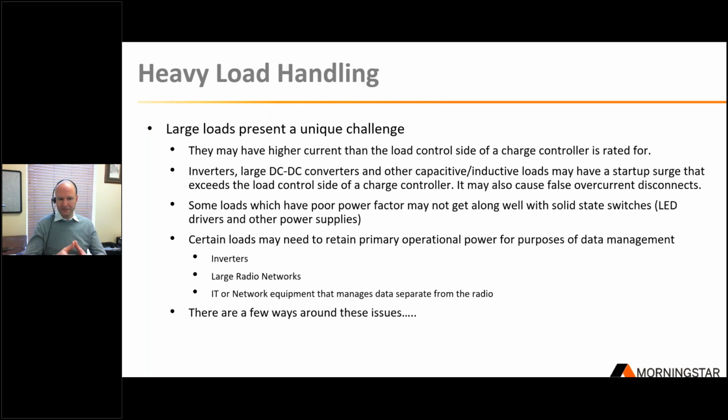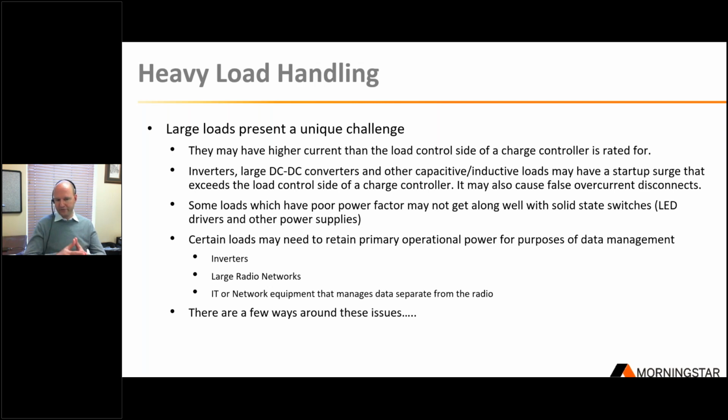Inverters, large DC to DC converters, other equipment that has a capacitive or inductive startup surge, things that have to be energized. Inverters are one of them. Big power supplies, they've got caps that need to charge up when they're turned on. Pumps are starting under load, and they're seeing an induced surge because they're not spinning, they're under full torque. You have to be able to deal with that, and they can't always be controlled by the charge controller.